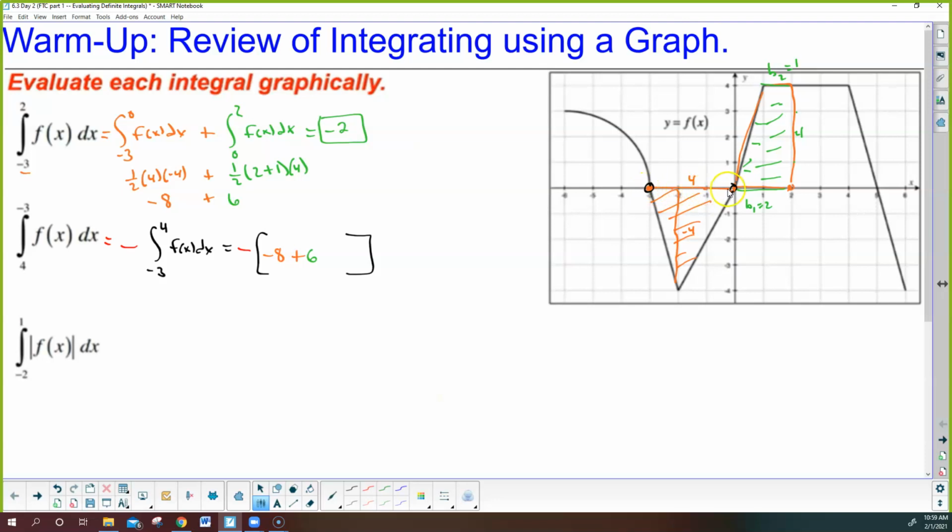Ooh, 1, 2, 3, shoot. Good catch, Annika. This is a base of 3. I thank you for that. That changes this answer, this answer, and this answer. And my base is 3, not 4.